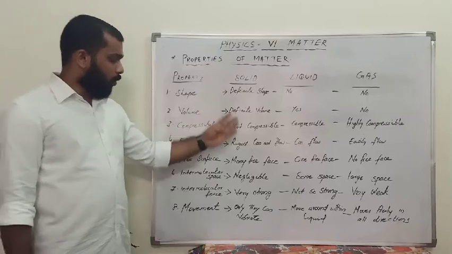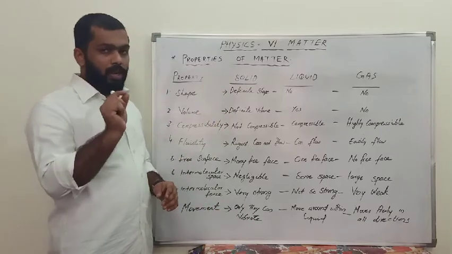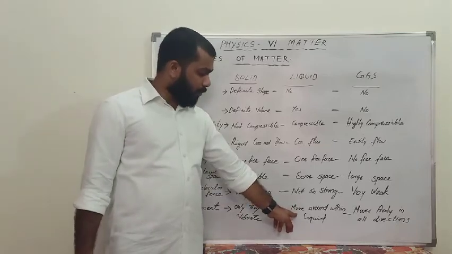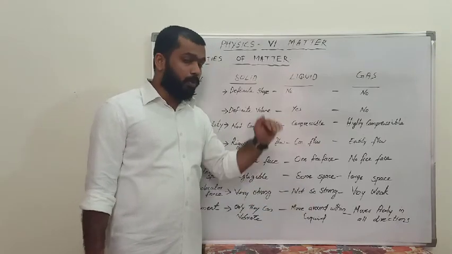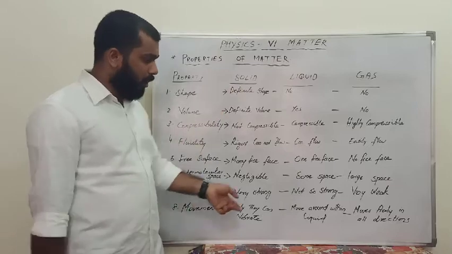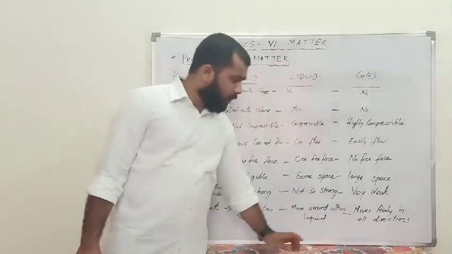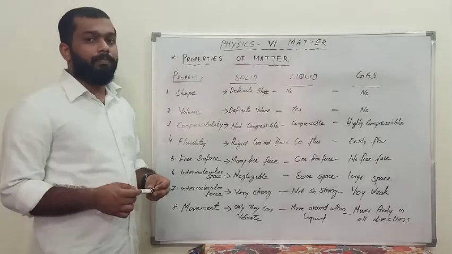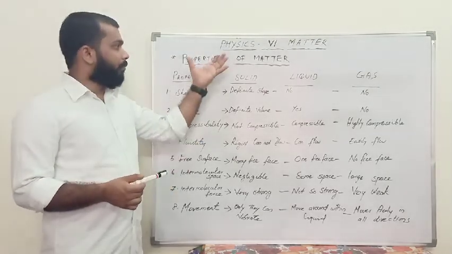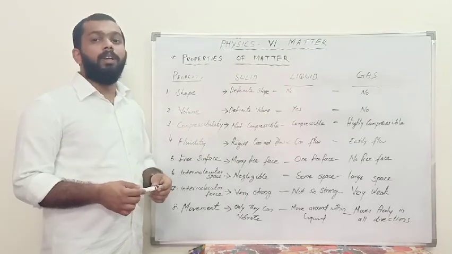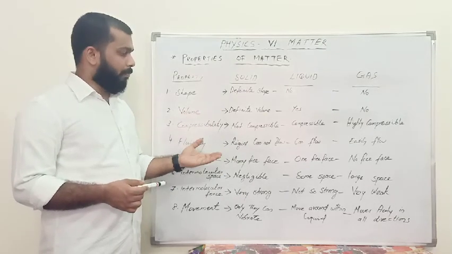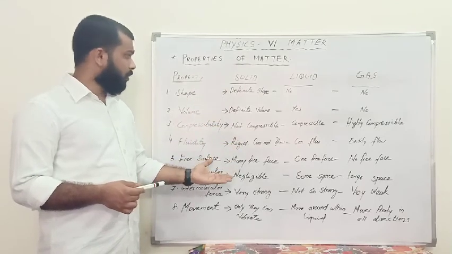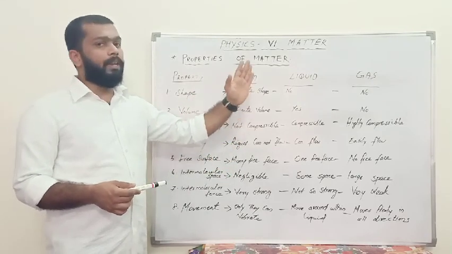Then intermolecular force: very strong in solids, not so strong in liquids, and very weak in gases. And movement: in solid, there is no movement, only vibration, there is no change of position. In liquids, they are able to change their position, but they are not able to move out of the liquid. And finally the gases move freely in all directions. Okay, so this is about the properties of matter. You take your copy and note this down, just make this table: properties, solid, liquid and gas.